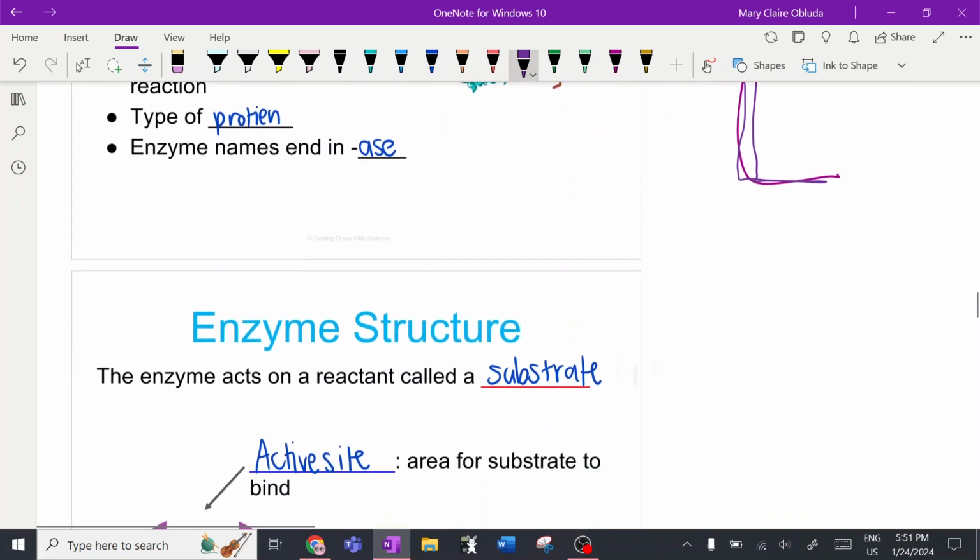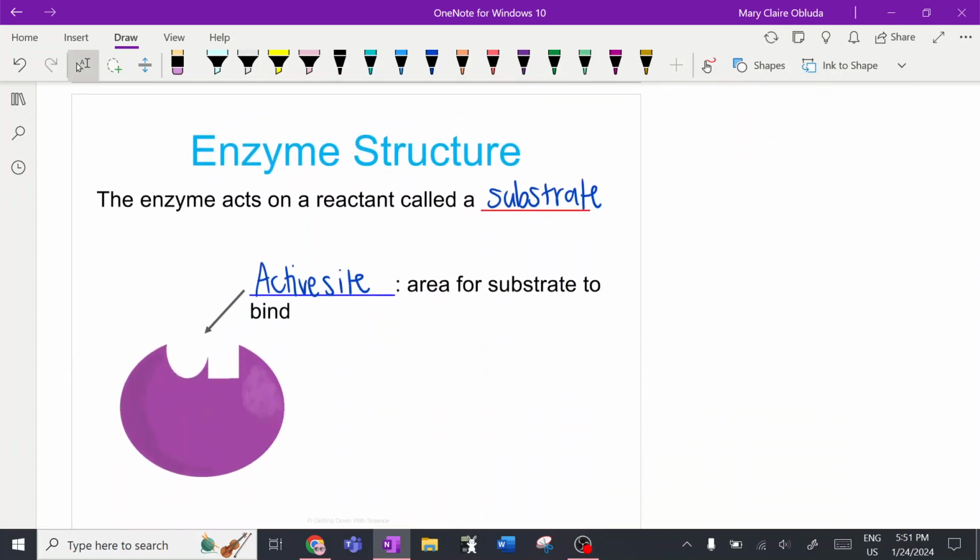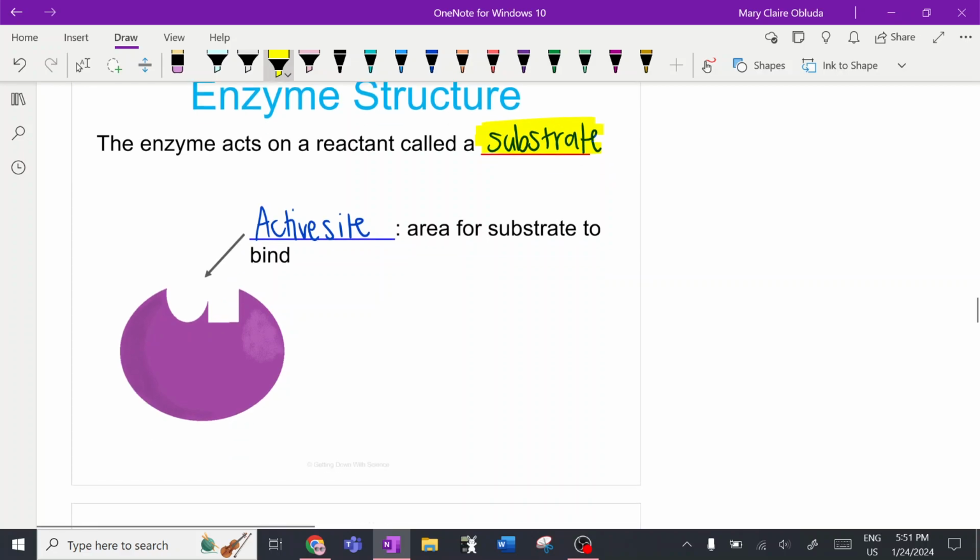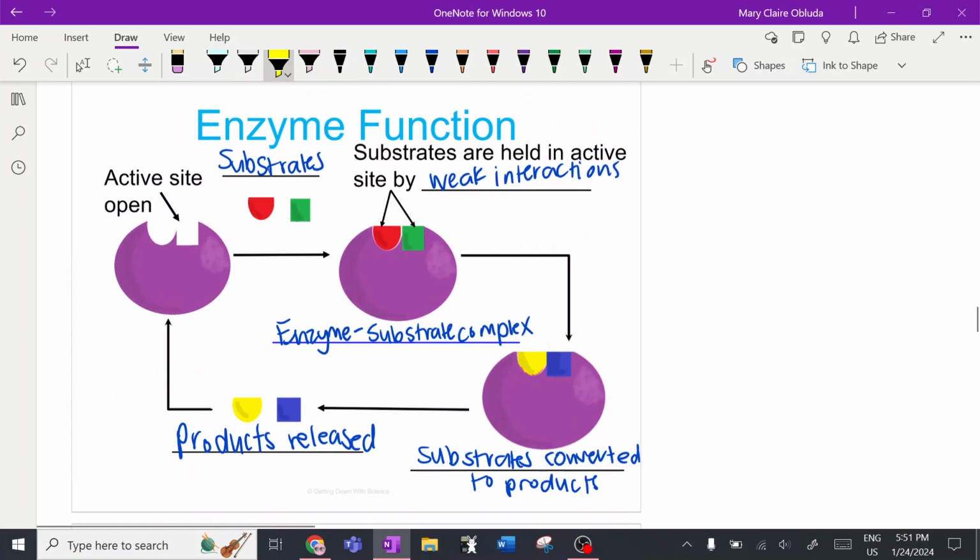Enzyme names end in -ase. The enzyme acts on a reactant called a substrate, that's a vocab word. Substrate is just what's going to go and bond to an enzyme. And the active site is where that substrate goes to bond. Okay, enzyme function. So active sites are open, and the substrates go in. The substrates are held in an active site by weak interactions, and when they're all together inside the enzyme, this is called the enzyme-substrate complex. That's another vocab word that would be good to know.